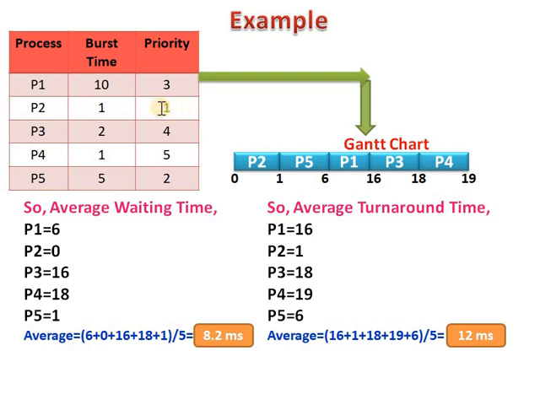Then after execution of process P2, the next priority is 2. After 1 there is a 2. So, the second priority process is P5. So, the P5 process is executed next. The utilization time for the P5 process is 5. So, from 1 to 6 milliseconds, the process P5 is executed.